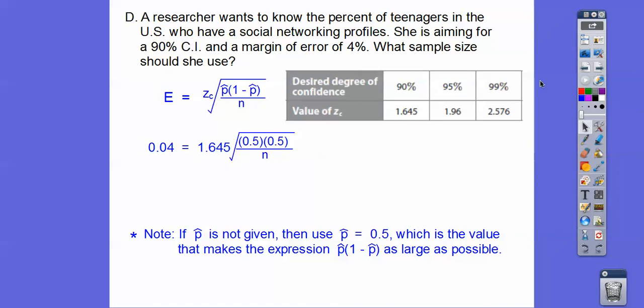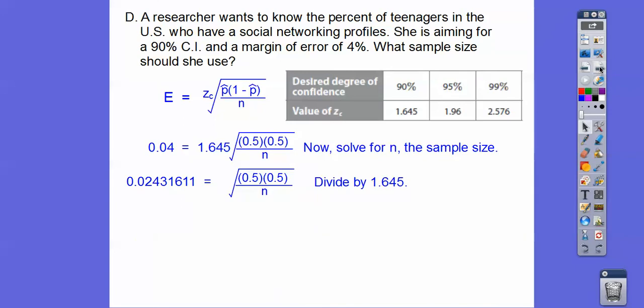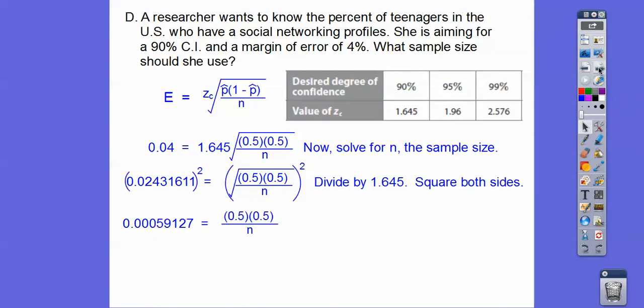Okay, so what I'm going to first do right here is divide both sides by 1.645. Okay, all right, so here we go. So we get that. And then now we got to get rid of this radical right here. So to get rid of this radical, we're going to square both sides. Okay, so when we square both sides, we get that. And 5 times 5 is 25. So 0.5 times 0.5 is 0.25. Okay, so that's where I got this 0.25 right there.